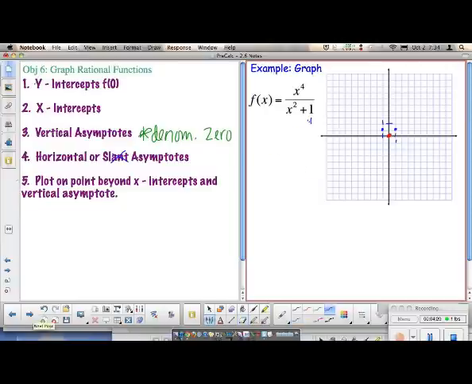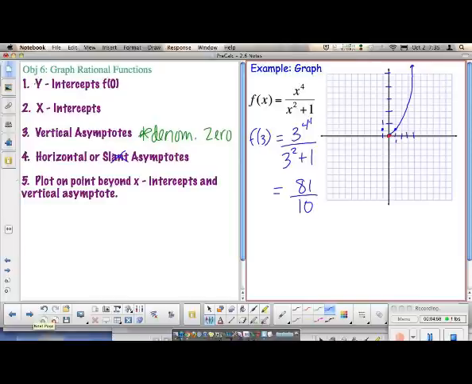So maybe I plug in like 3, f of 3. 3 to the fourth, well that's quite large. 3 squared plus 1, the bottom quickly is 10. The top, 3 to the fourth, is 81. 81 over 10 is about 8.1. So I'm going to go over to 3 and up to 8.1. 2, 3, 4, 5. It looks like I can't even get that on my graph. So it looks like this is definitely shooting off to infinity, like we predicted.